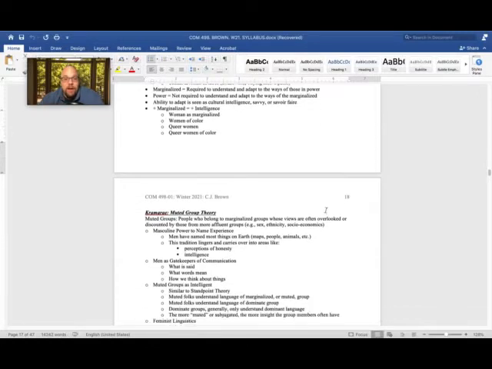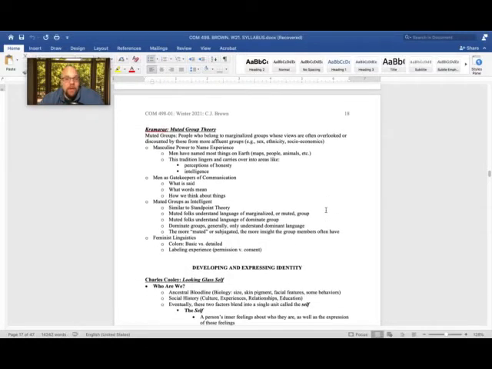All right, next up, we have muted group theory. This is put out by Charis Kramer. She says that muted groups are people who belong to these marginalized groups whose views are often overlooked or discounted by those from more affluent groups, based on sex, ethnicity, gender, socioeconomic status, that kind of thing.